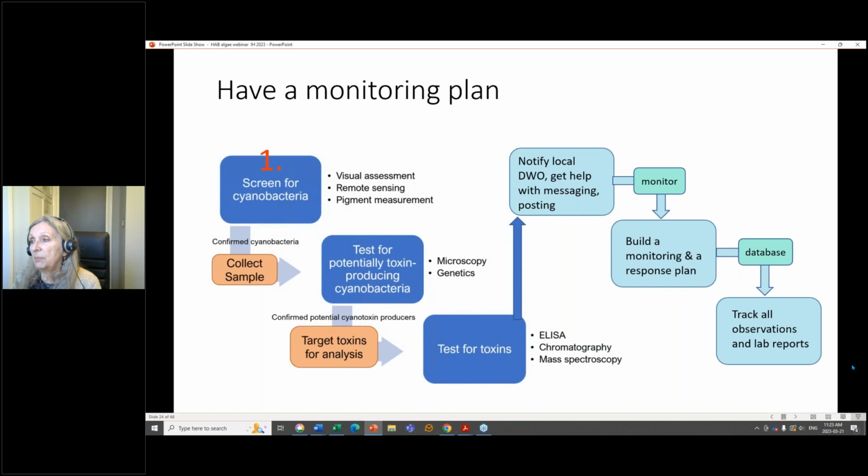Definitely your next step is to notify your drinking water officer with Interior Health or whichever health authority you're in, and get help with messaging and your next steps. You need to build a monitoring and response plan. And I think the single biggest thing is to track all your observations and lab reports. Have a solid database, not a somewhere in Excel, because that's just not going to work well long-term and with changes in personnel.